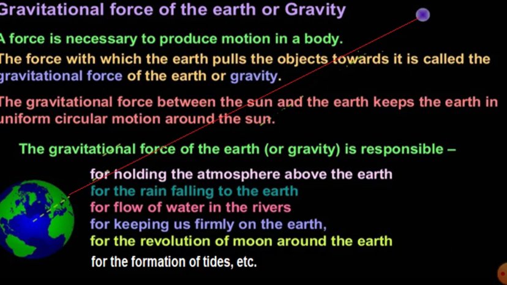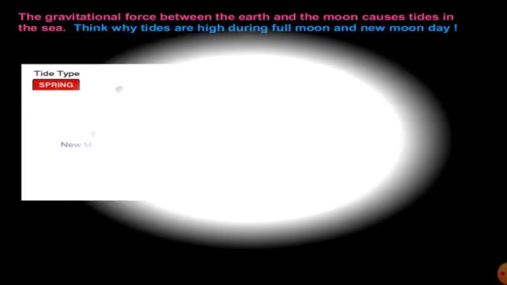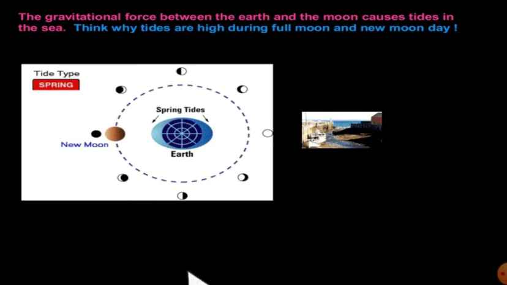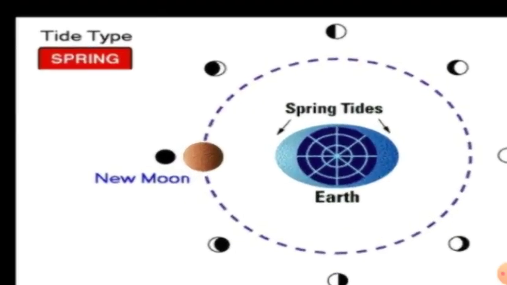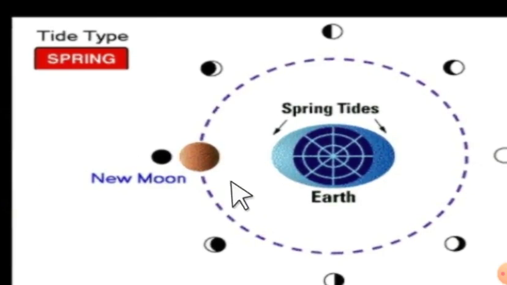Let's see about the formation of tides. There are two types of tides, you know it, no? When the sun, moon and the earth are along the same straight line, we call it a spring tide. The moon may be somewhere here, the sun will be somewhere here. Tide may be what we call a spring tide, when the three heavenly bodies, sun, moon, earth, are along the straight line.